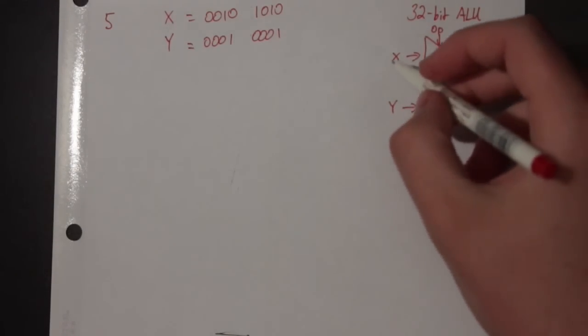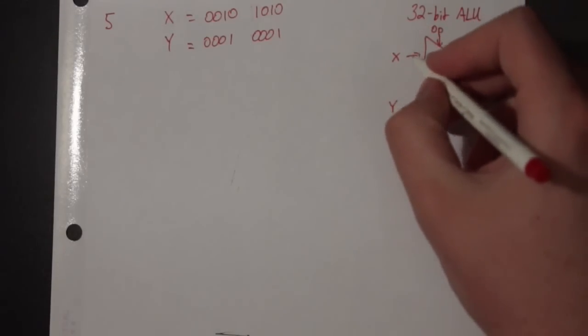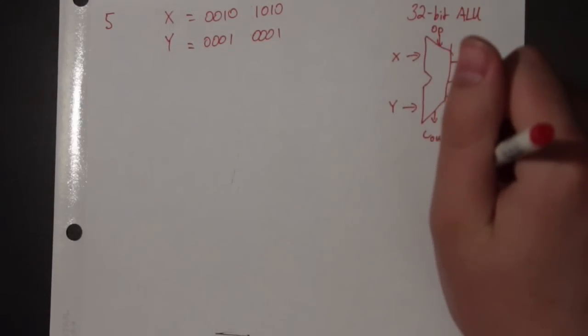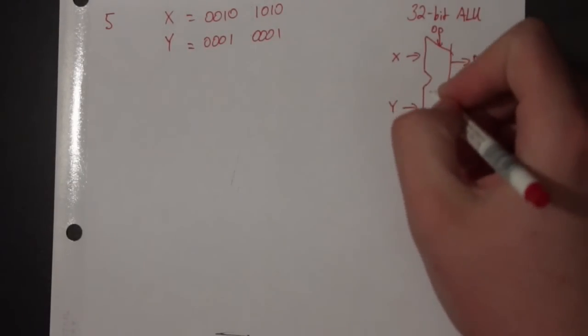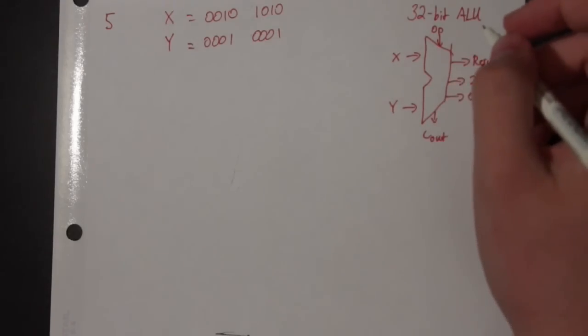So the ALU can add x and y, it can subtract x and y, it can do a bitwise and, a bitwise or, it can find the inverses of either number. It can do many things, but what we're going to do is determine if x is less than y, which is an operation called set on less than in the MIPS architecture, which this class is based on.